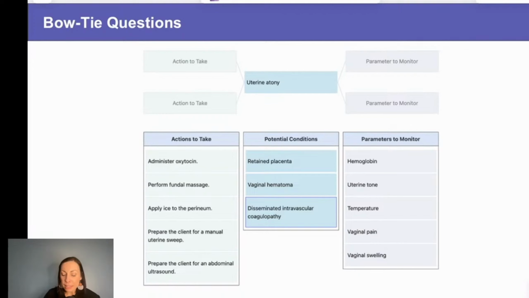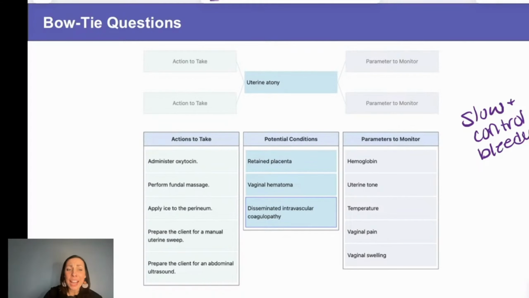So the first thing I like to do is think, what's my goal with uterine atony? What am I trying to do? What kinds of interventions do we want? We want to look for interventions that are going to slow and control the bleeding, right? Do we all agree? So let's keep that in mind as we go through all of our interventions. So let's see. Posh is on it. She's saying administer oxytocin and perform fundal massage. So let's take a look at all of our options here.